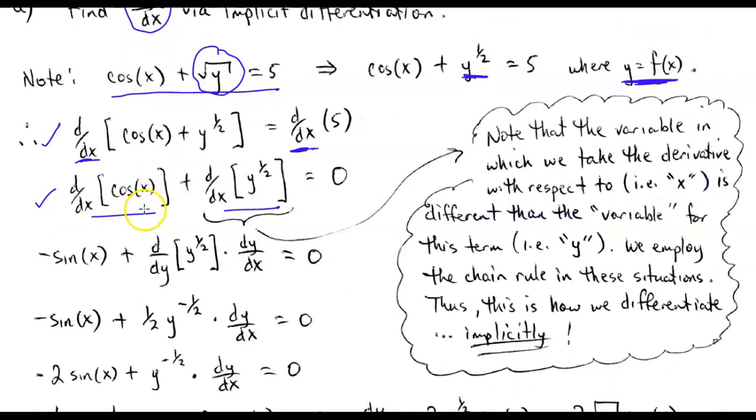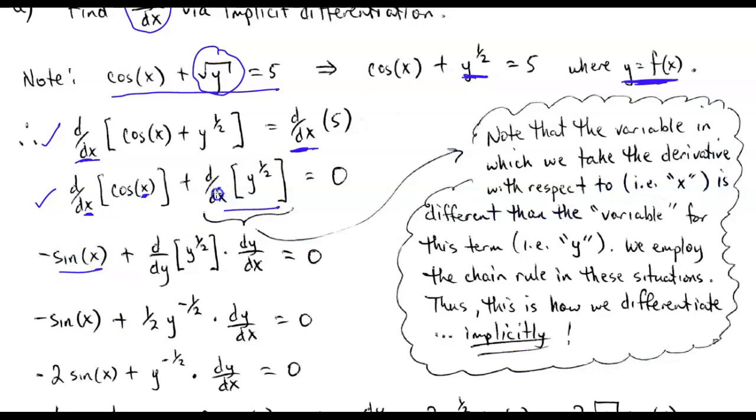Here, the key to knowing when we need to use the chain rule and when we don't need to use the chain rule is to look at variable matching. For this first term, we're taking the derivative with respect to x, and the independent variable of the function that we need to take the derivative of is x. So the variables match, so we take the derivative of this function normally. Of course, the derivative of cosine x is minus sine x.